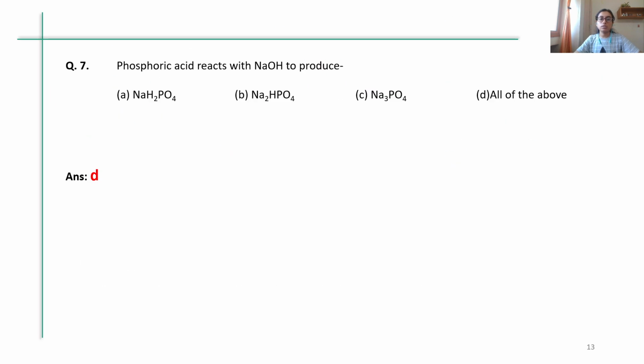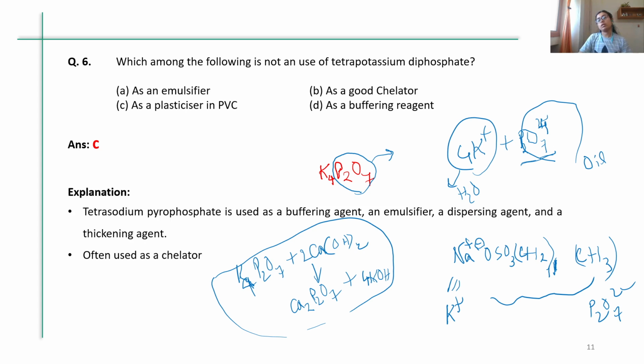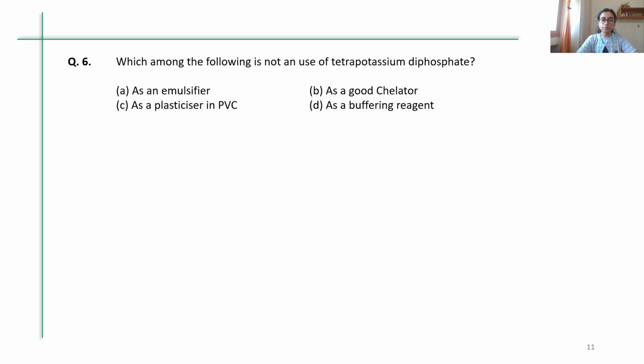Then tetrapotassium diphosphate can act as a good analytical agent also, like a chelator to estimate the amount of hard ions present. And the structure of this one, I can draw: phosphate, P double bonded to O, one oxygen linkage will be there, and all others like this, with 4 K+ also there. This kind of structure this diphosphate has.